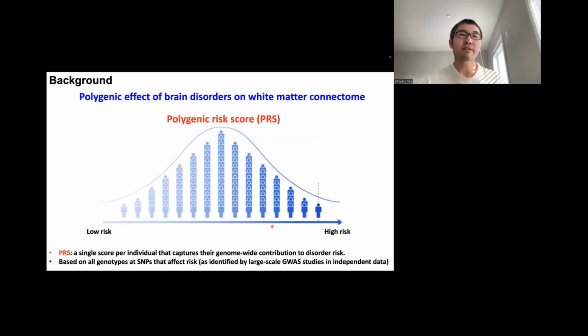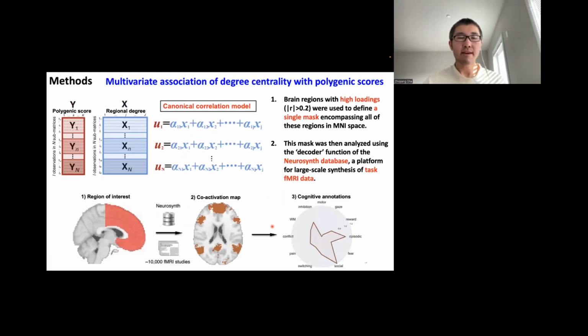And then we try to generate the population risk score to map the genetic effect of the brain disorders on the white matter connectome. The population risk score is a single score that can capture the genome-wide risk for a given disorder. That is to say, the higher the population risk score, the higher the tendency this individual expresses the clinical characteristics for a given disorder. And then we use the canonical correlation model to construct a multivariate association between the regional degree and the population risk score for each disorder.